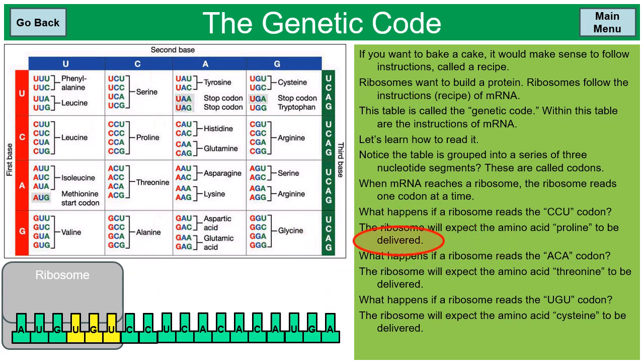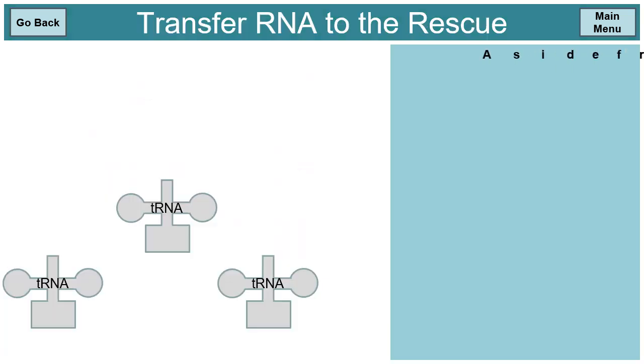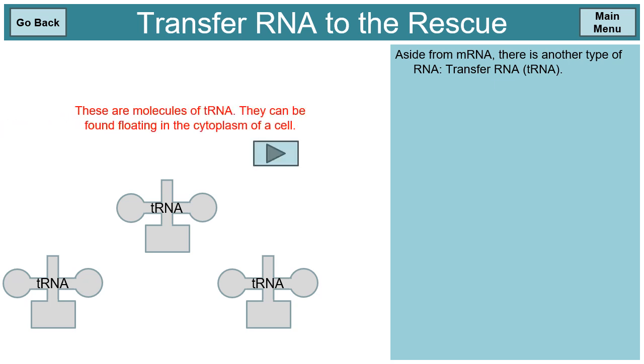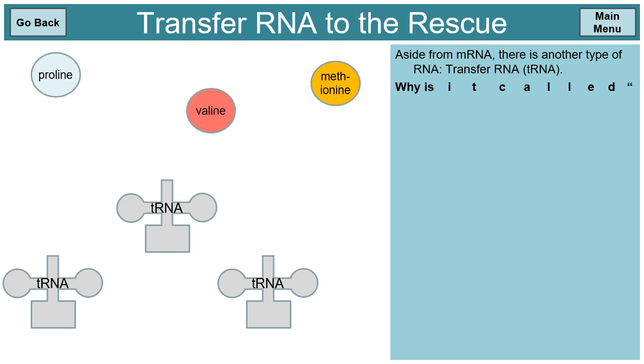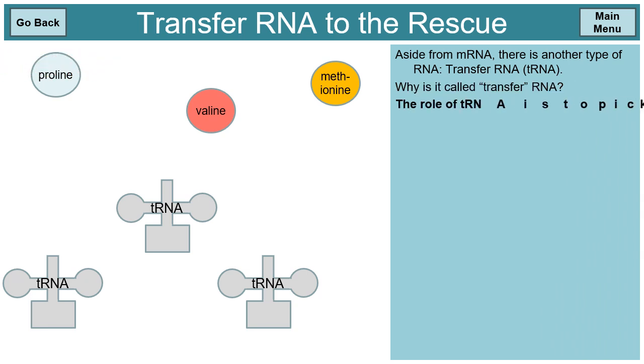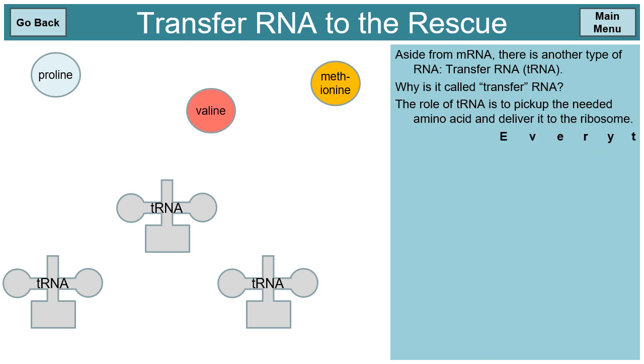So who's going to deliver? The word deliver is brought up 3 times. Who's going to deliver these amino acids? Time to introduce tRNA. There's another kind of RNA, tRNA. Here they are in the cytoplasm. Here are some amino acids, also in the cytoplasm. And tRNA will pick up the needed amino acids and deliver the amino acids to a ribosome.